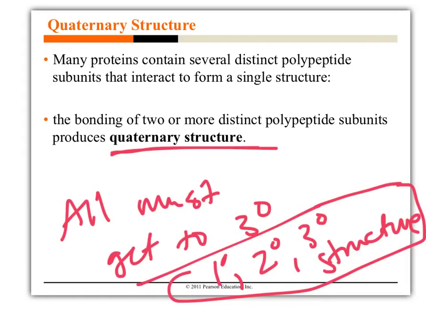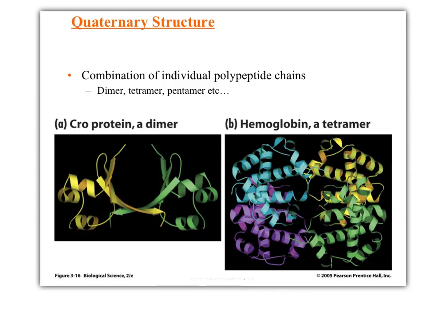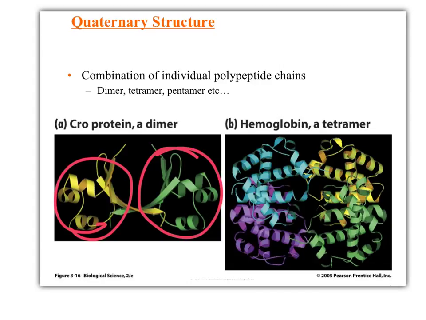Quaternary structure is when two different proteins get together to form function. So a dimer is two different proteins. This is a protein, this is a protein. Two different genes, two different RNAs, two different proteins get together to do function. Neither one is functional alone; they need to be together.